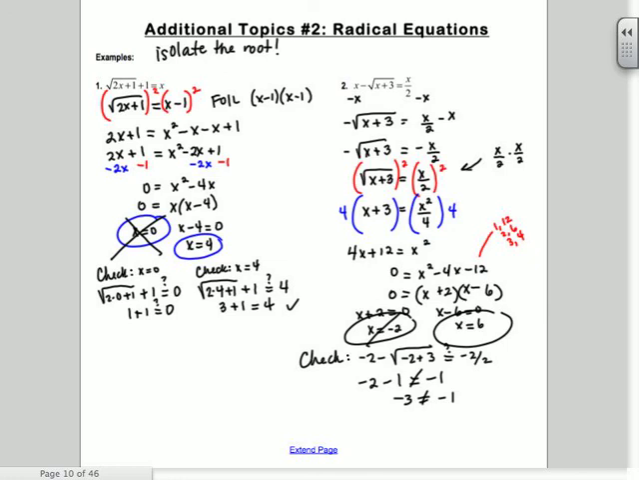So we try 6. So when I try 6, I'm going to have 6 minus the square root of 6 plus 3, so I'm just plugging in the original, equals 6 over 2. So I get 6 minus 3 equals 3. True? Yep. So 6 is the answer. Okay, does this make sense?